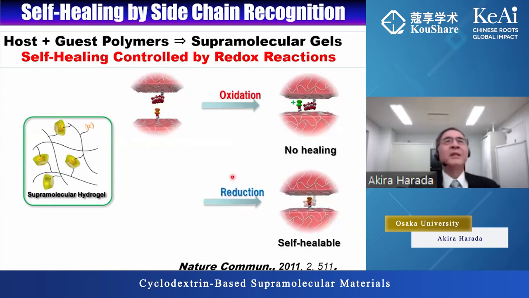And the gel strength recovers almost 85%. Then the cut ends were treated with an oxidizing agent. Both gel pieces could not bind again at all, because the ferrocene was oxidized to the ferrocenium cation right here. So the cation could not be included in the cyclodextrin. But when the surface was treated with a reducing agent, the ferrocenium cation was reduced to neutral ferrocene. So in this case, the ferrocene was included in the cyclodextrin, and both gel pieces can bind again. So we can control the self-healing system by redox reactions.